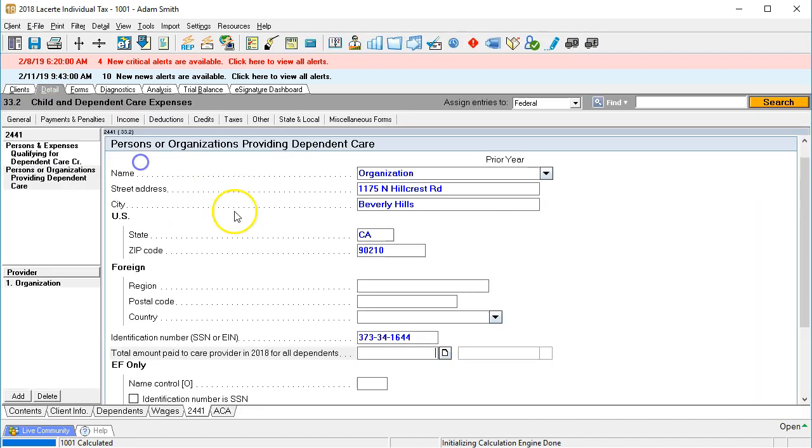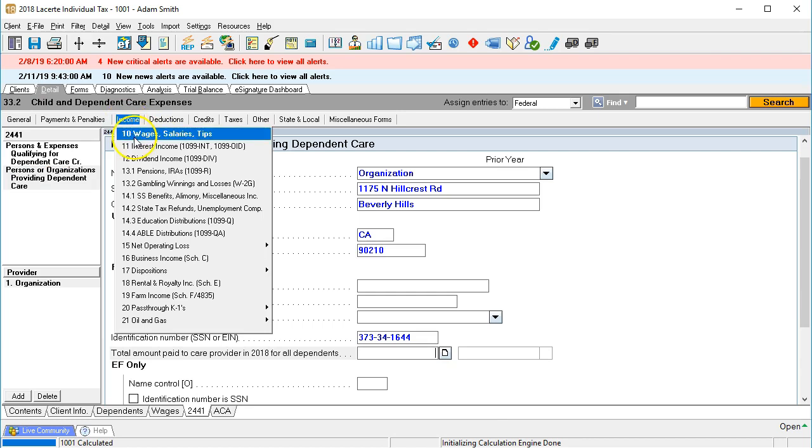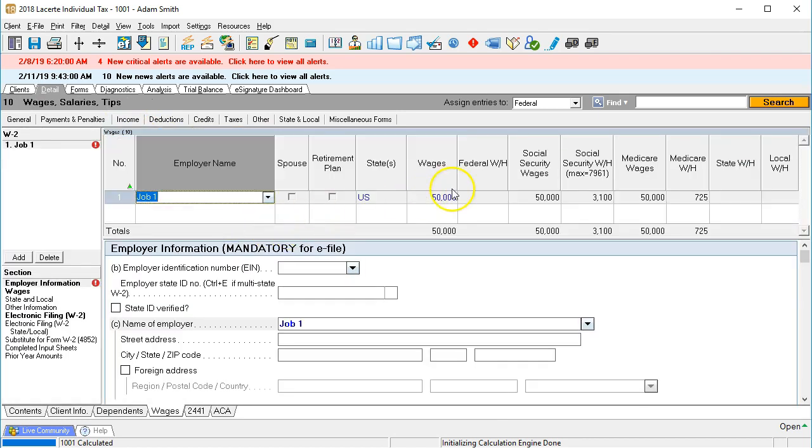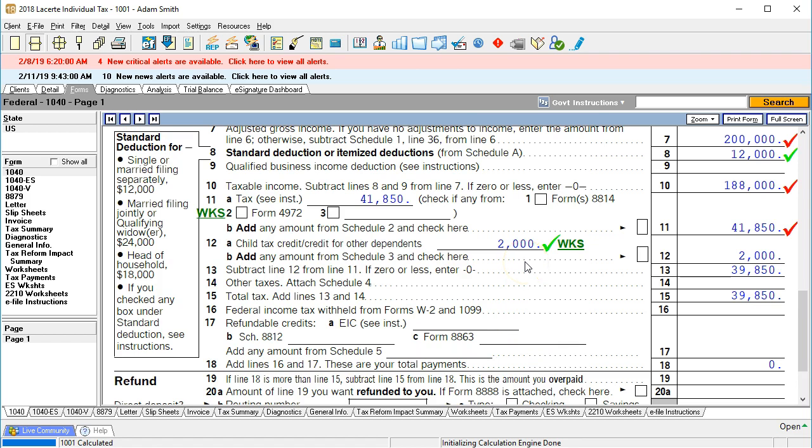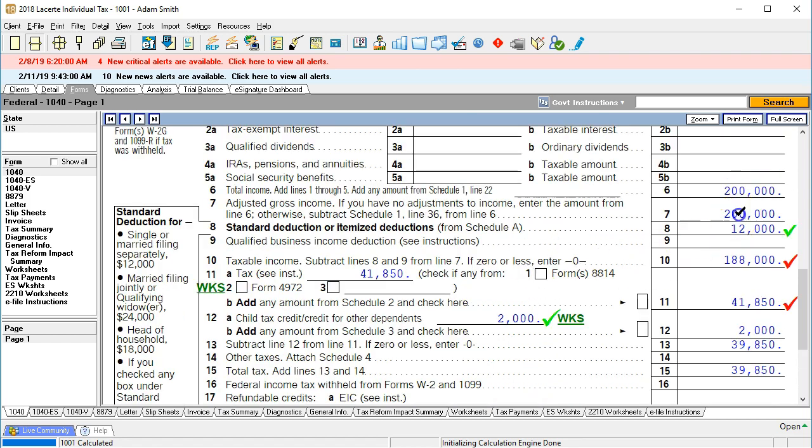If we go back and we say, all right, now we're going to say the wages are going to be 200,000. What does that do? If we go back to our forms, we're going to see it's still 2,000 on the credit. So of course our income changed. Our tax amount is the 48,850. That's the amount of the taxable income being that 188. Well, that's because it's the lower limit, right?